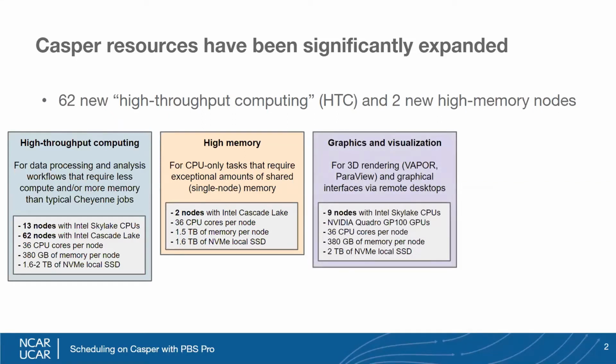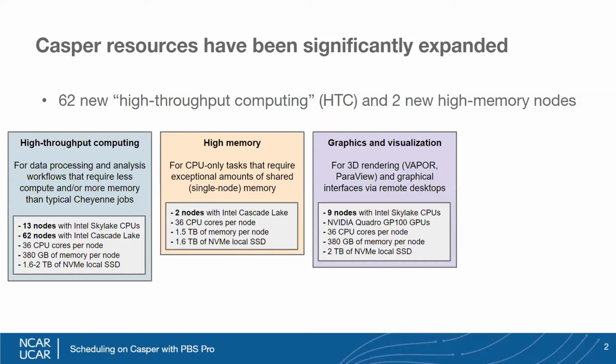We have our graphics and visualization nodes. So these are for things like 3D rendering using, say, Vapor, ParaView, or VisIt, and also for running remote desktops. You would typically run those on these nodes.